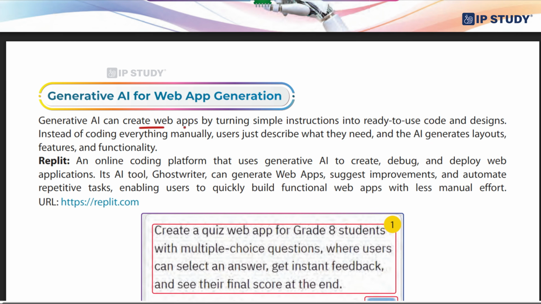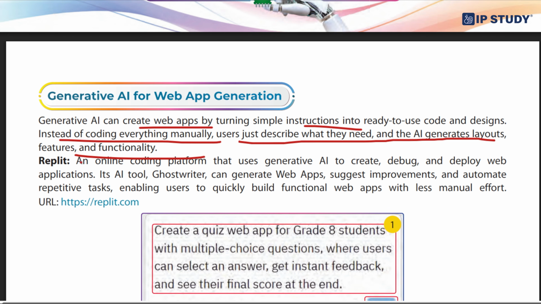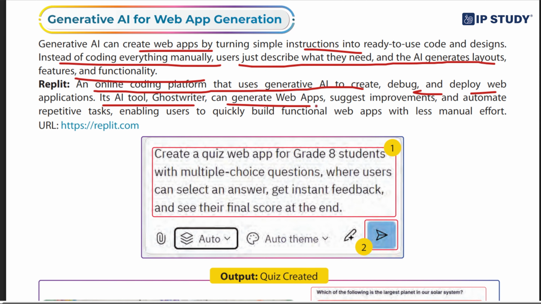Generative AI can create web apps by turning simple instructions into ready-to-use code and designs. Instead of coding everything manually, users just describe what they need and the AI generates layouts, features, and functionality. Replit, an online coding platform, uses generative AI to create, debug, and deploy web applications. Its AI tool Ghostwriter can generate web apps, suggest improvements, and automate repetitive tasks, enabling users to quickly build functional web apps with less manual effort.